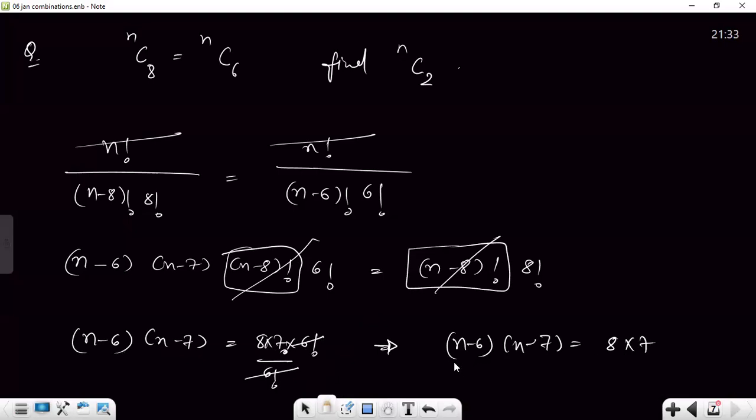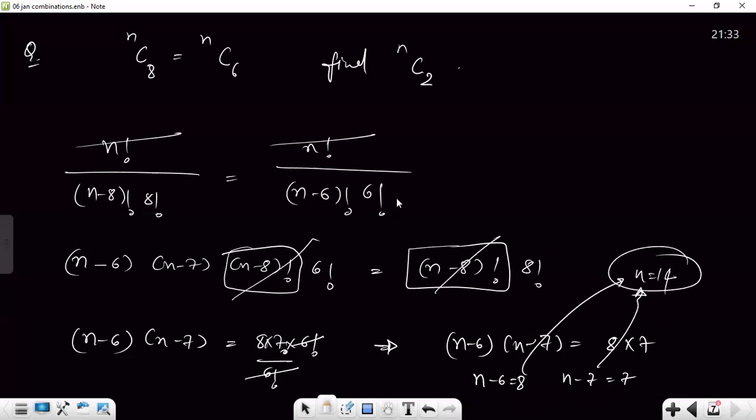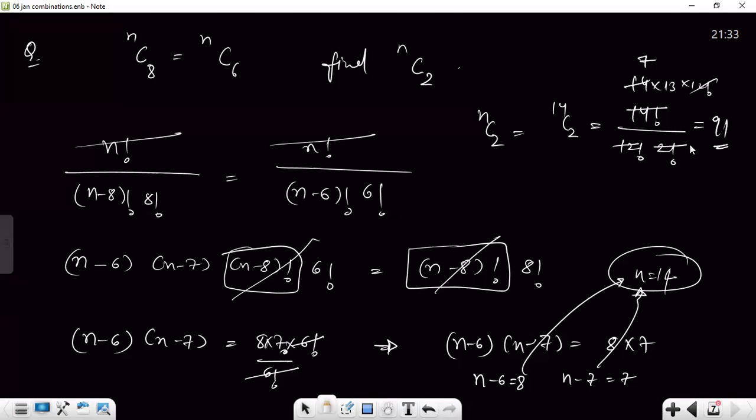Now we can clearly observe that n minus 6 is going to be greater. So let's assume n minus 6 to be 8 and n minus 7 to be 7. n comes out as 14 from here, and it is the same from the second statement, so our assumption is correct. n is 14. We needed to find out nC2. With n as 14, nC2 is 14 factorial upon (14 minus 2) factorial, that is 12 factorial, into 2 factorial. 12 factorial cancels in 14 into 13 into 12 factorial. 2 factorial is basically 2, so 7 into 13, that is 91, is your answer.